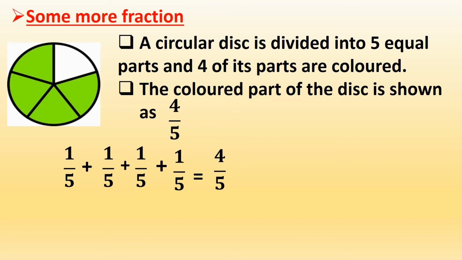4 upon 5 means there are 3 different ways. First point, 4 parts out of 5 equal parts of an object. And second point, 1 upon 5 four times, which means 1 upon 5 plus 1 upon 5 plus 1 upon 5 plus 1 upon 5, which also means 4 multiplied by 1 upon 5 or 4 times 1 upon 5. Third, equal division of 4 objects among 5 people.